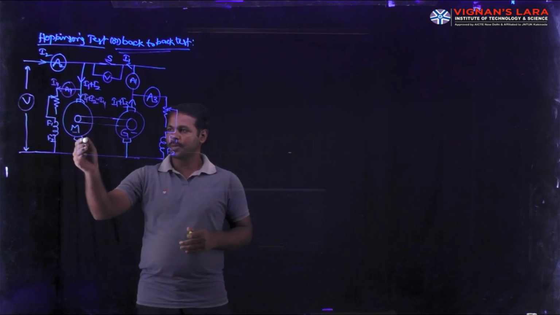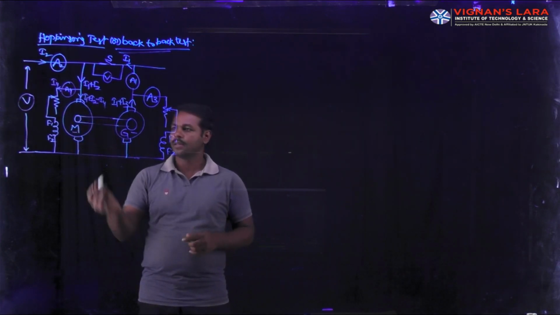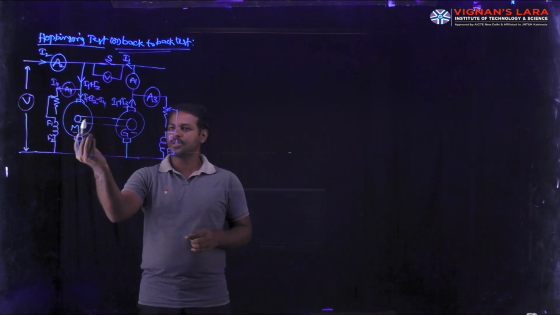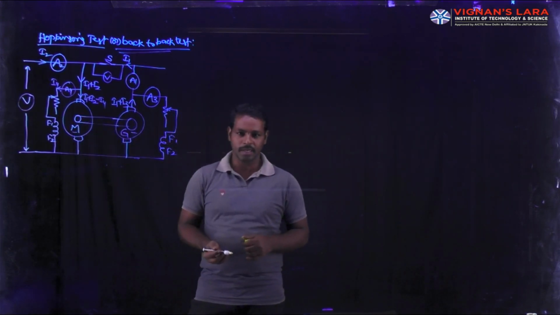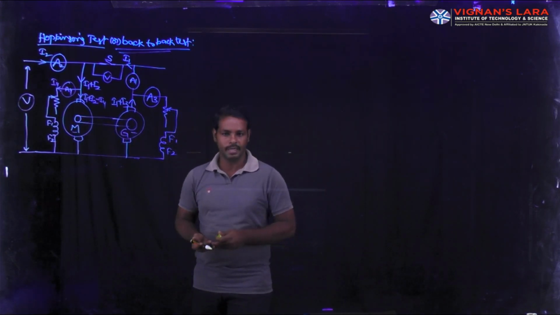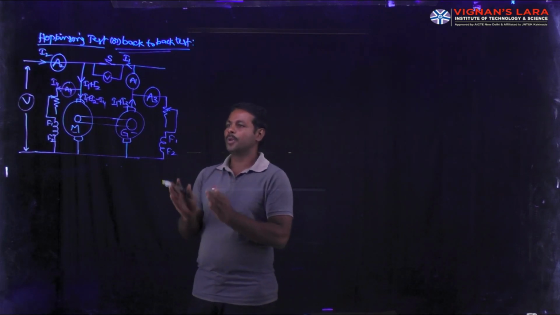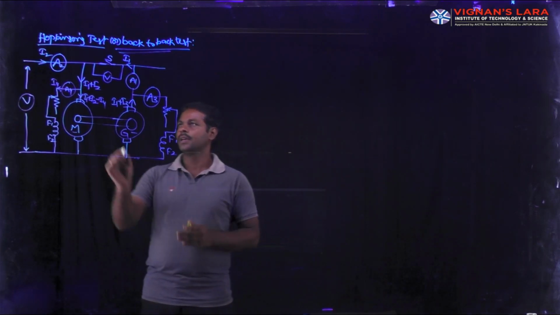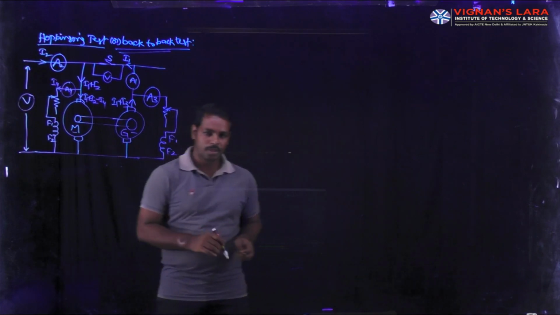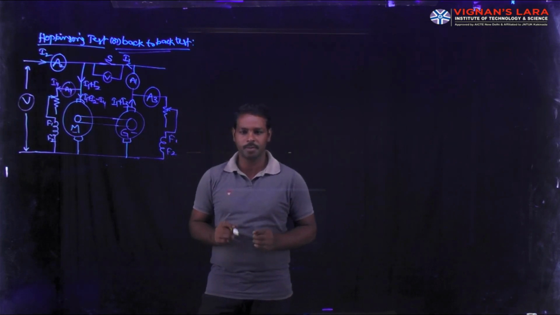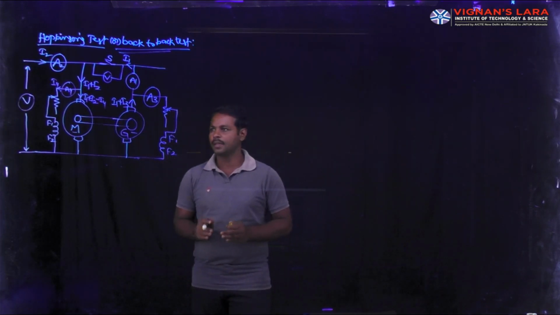The motor is operated at some rated speed. The shaft of the motor is directly coupled to the generator, which is also rotated. This is the overall construction and operation of Hopkinson's test, or back-to-back test.